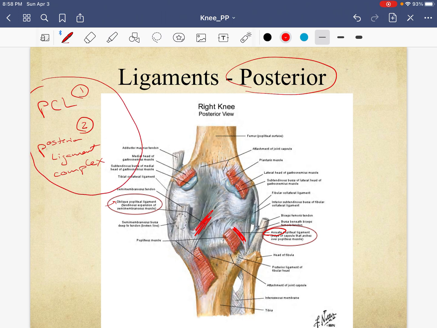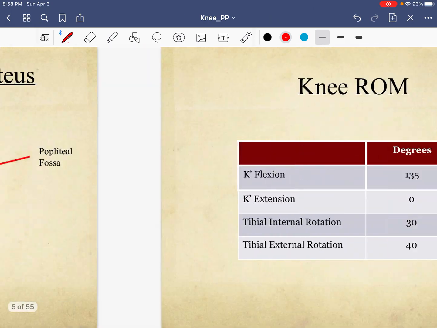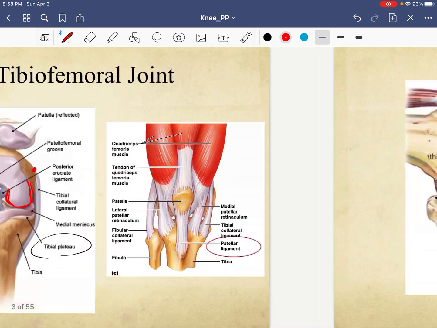So here's what you need to know. We have the primary PCL, and then we have a couple smaller ligaments on the posterior side. They're going to be more about helping to prevent against hyperextension. There you go. And lastly, we have the patellar ligament or patellar tendon.